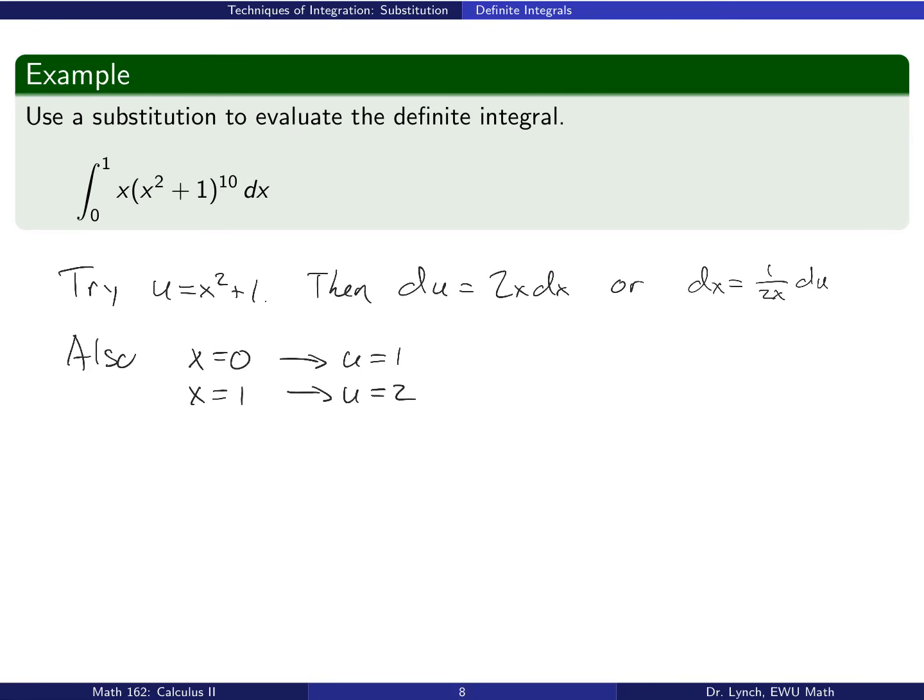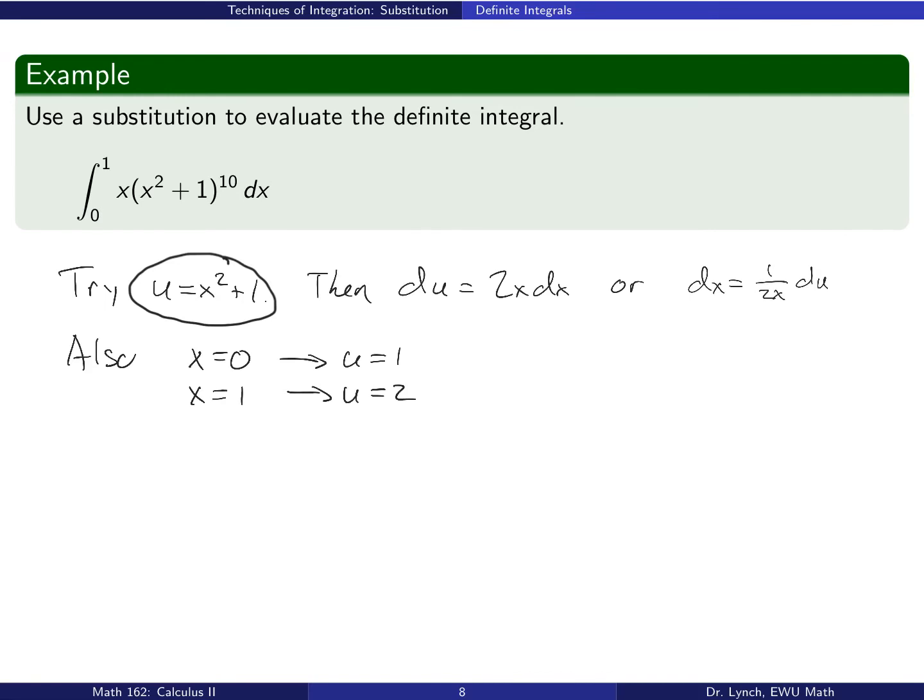We can manipulate the integrand however we like. I'll go ahead and use dx equals 1 over 2x du. And when x is 0, u is 1. When x is 1, u is 2. And again, those relationships come exactly from the substitution that we created here, u equals x squared plus 1.